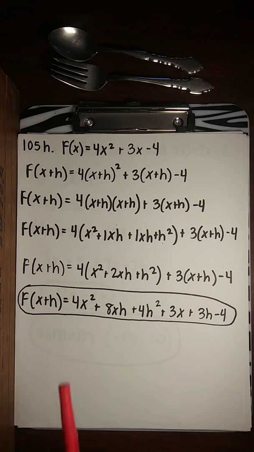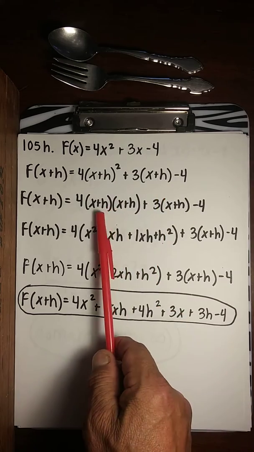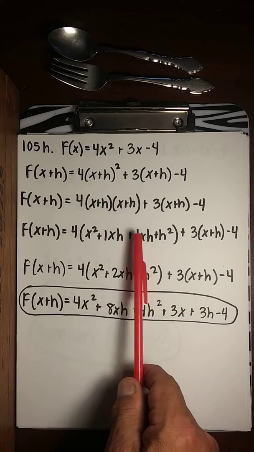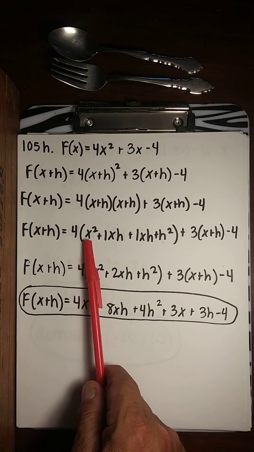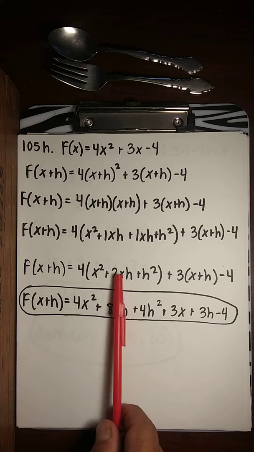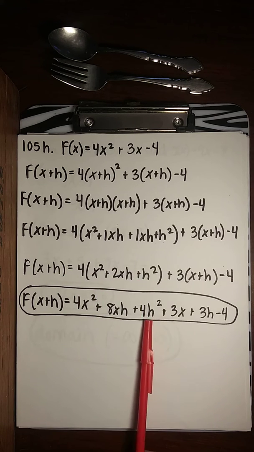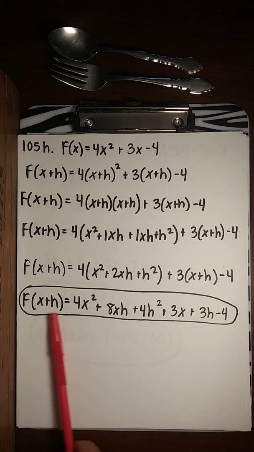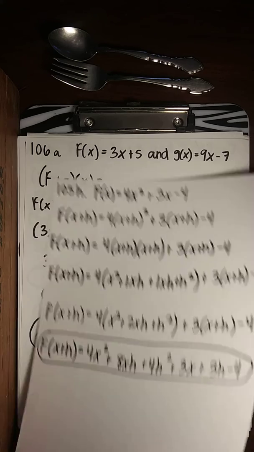F of x plus h. X plus h, x plus h there. X plus h and that. X times x squared. X times that, 1xh. 1xh, h squared. So that's going to be x squared plus 2xh plus h squared. 4 times that is 4h squared. 4 times that is 8xh. That times that is 4h squared. Plus 3x plus 3h and a minus 4. And just stays like that. We're done.